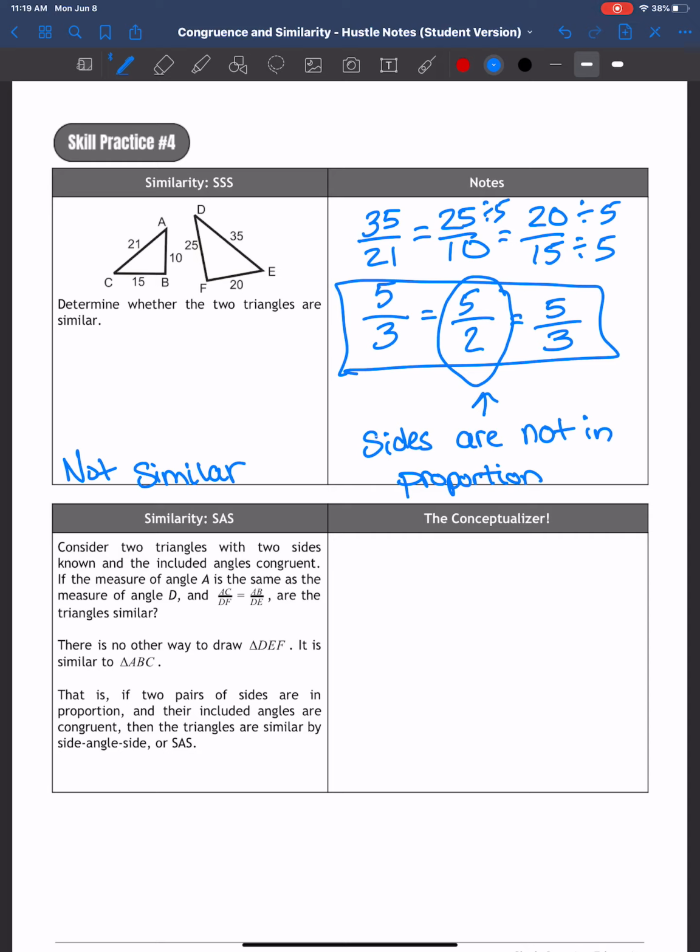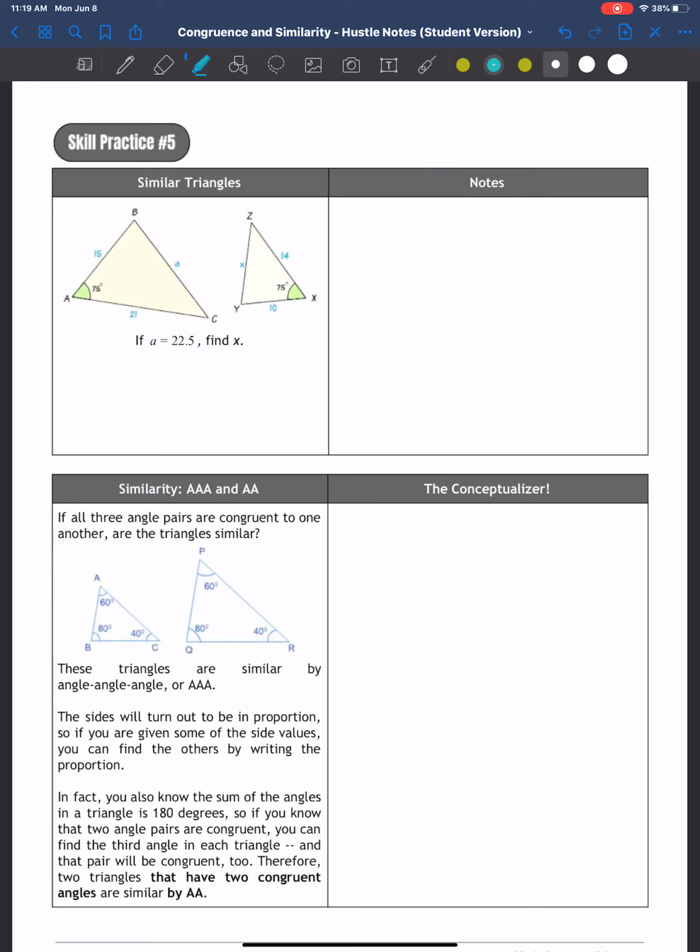Okay, so now we're going to learn about side, angle, side. Side, angle, side. If 2 pairs of sides are in proportion and their included angles are congruent, then the triangles are similar by side, angle, side. So let's go look at our first skill. If A is 22.5, find X.